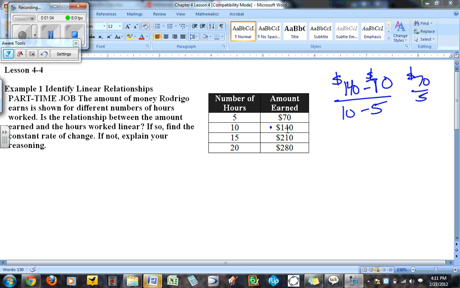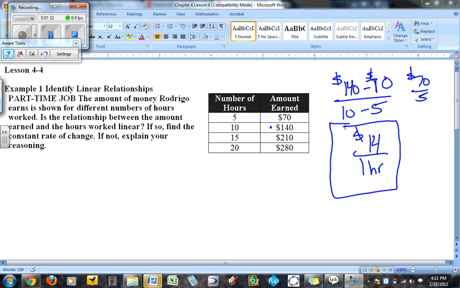And if you notice, it's consistent as this goes up. Does this go up 70? Yes. Does it go up 5 over here? Yes. Goes up 5, goes up 70. So it has a consistent rate of change, and let's simplify this as much as we can to find its constant rate of change. If we divide 70 by 5, we get $14 per 1 hour. So it has a constant rate of change of $14 per hour.